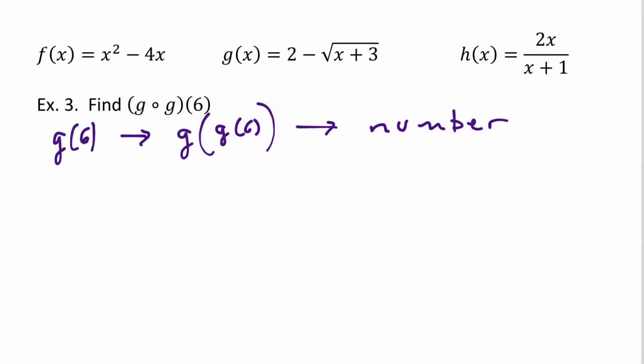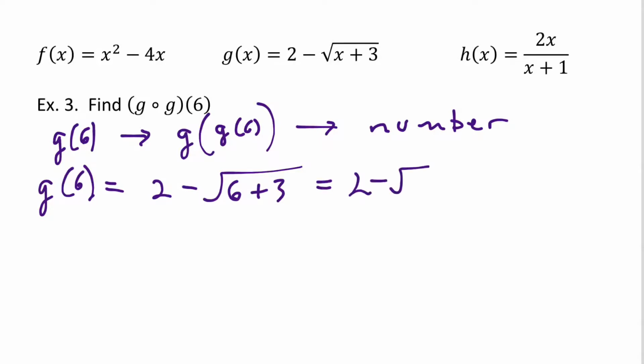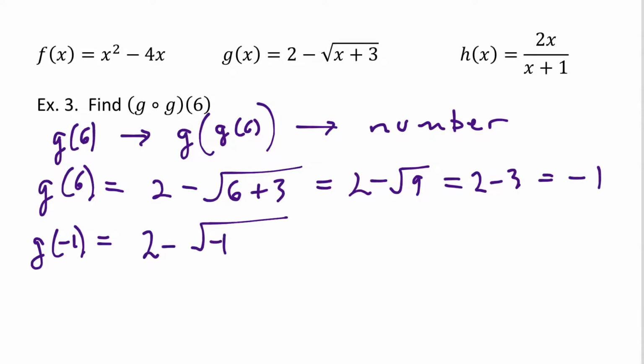So the first thing we do is we find g of 6. So that's 2 minus the square root of 6 plus 3, 2 minus the square root of 9, 2 minus the principal square root of 9, which is 3. So this is negative 1. So we put negative 1 into the g function again, and we're going to get 2 minus the square root of negative 1 plus 3, which is 2 minus the square root of 2, and that's a real number, so we can leave it like that.